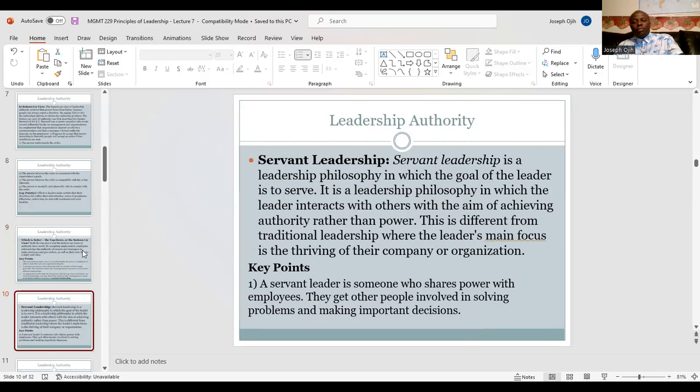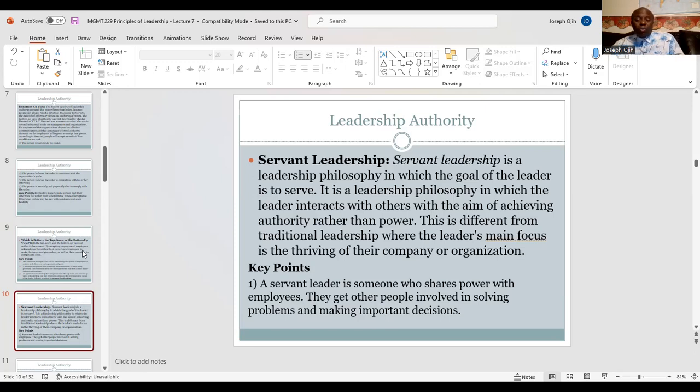So servant leadership, the simplest way to explain it, is a leadership philosophy whereby the main goal the leader has is to serve. The main goal of the leader is to serve. Make sure that you have a cordial relationship with your employees, and then try as much as you can to support your employees, give them feedback, etc.